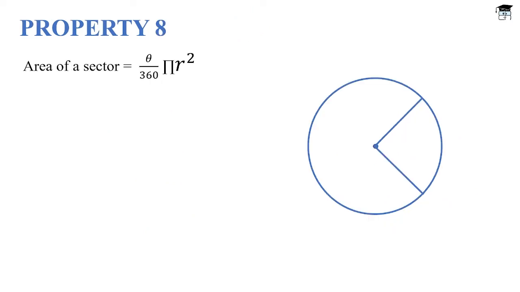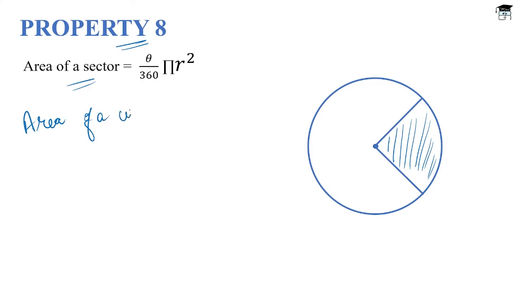Let's move on to property 8. Property 8 of circles is related to the area of a sector. Do we know what is a sector? Yes, we have already discussed above that this portion is a sector of a circle. And do you know how to calculate the area of a circle? What is the formula? It is pi r square.